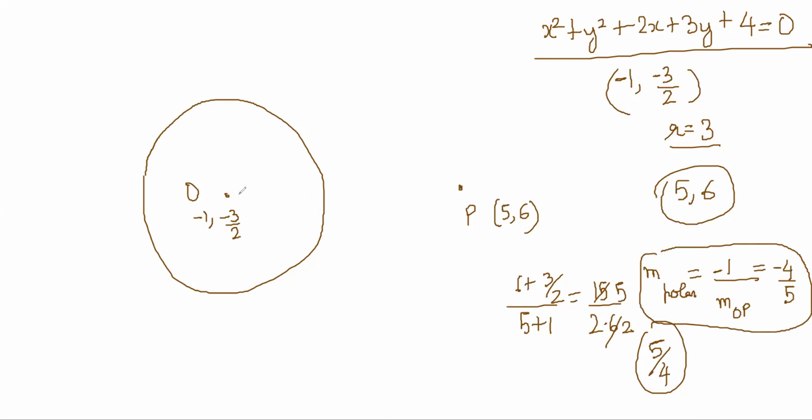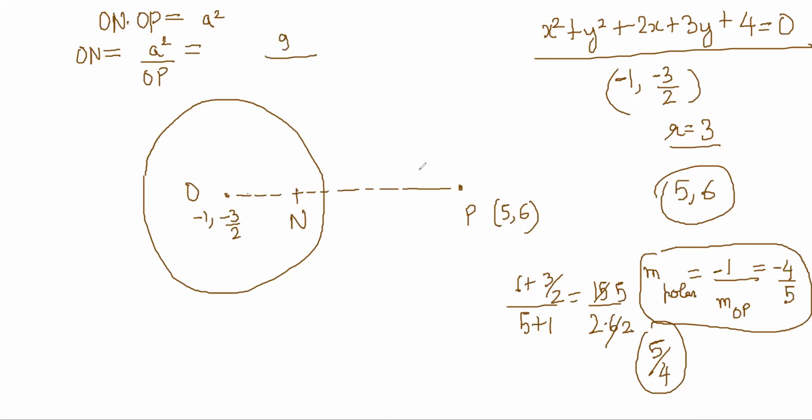And where is the polar located? We will be able to easily say, because we know that, let's say it is located here, at N. You know that ON into OP is equal to A square, right? ON will be equal to A square by OP, and A square is given, 9 by OP, and OP is known, it is the root of 6 minus minus 3 by 2, so 15 by 2 whole square plus 6 square, 225 by 4 plus 36, root over. So this is 144 plus 225, so 369 by 4, root over 369 by 4.